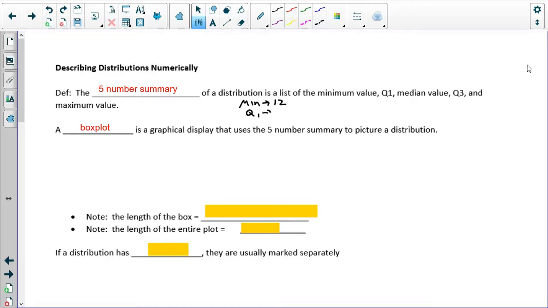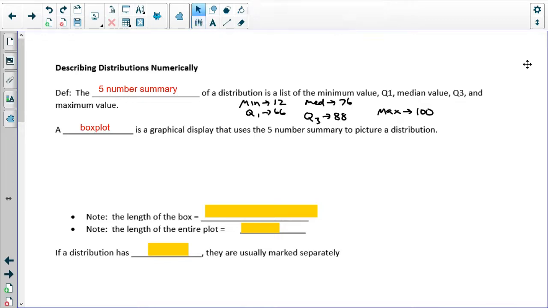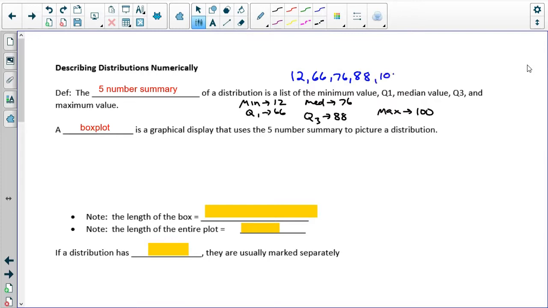Q1 was 66, median was 76, Q3 was 88, and the max test score was 100 on that data set that we had earlier that we were calculating all those things. So if we were writing this as the 5-number summary, we would just write 12, 66, 76, 88, and 100.